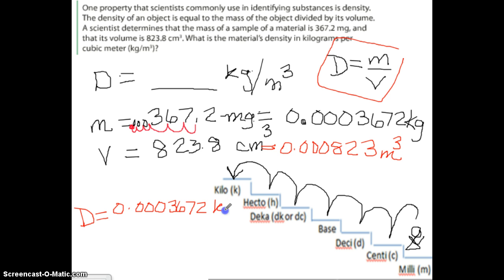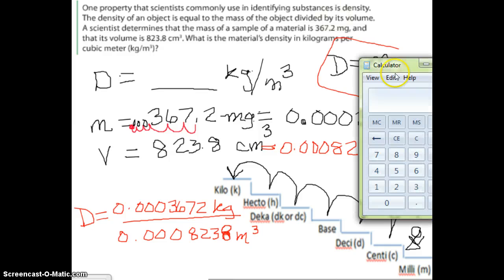0.0003672 kilograms over 0.000823 meter. Oops, I forgot the 8 at the end, didn't I? Squeeze that 8 in there. 0.0008238 meters cubed. And you are going to put that into your calculator.